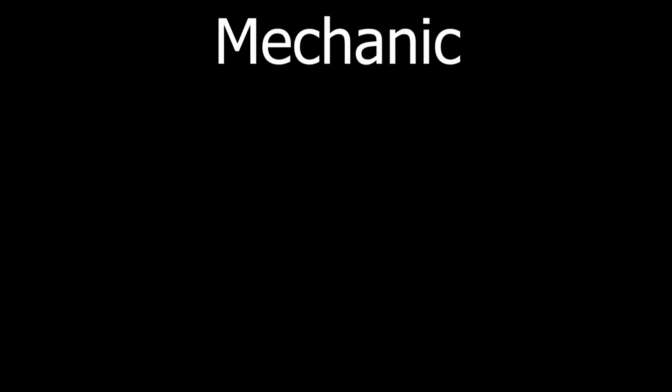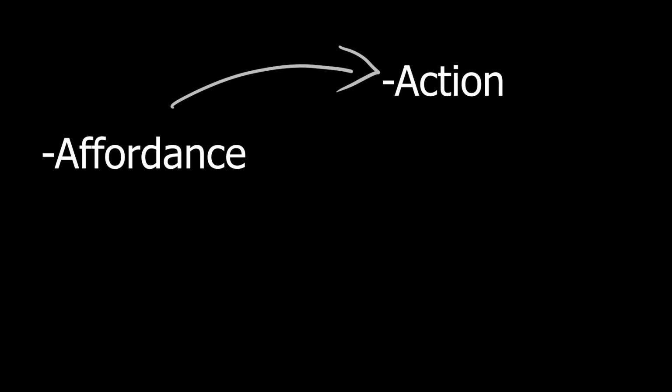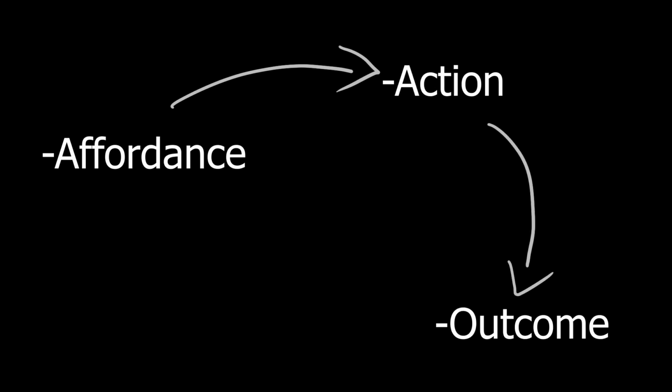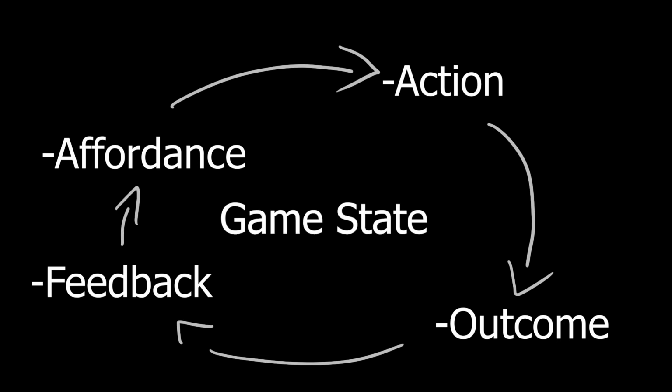Mechanics are comprised of affordance, action, outcome, also referred to as effect, and feedback. Affordance leads to action, action creates outcome, outcome is communicated through feedback, and feedback informs new affordances. All of these combined create the game's state. But what do all of these words mean?